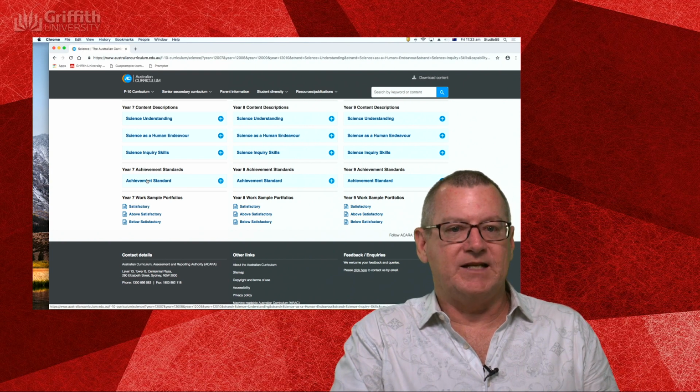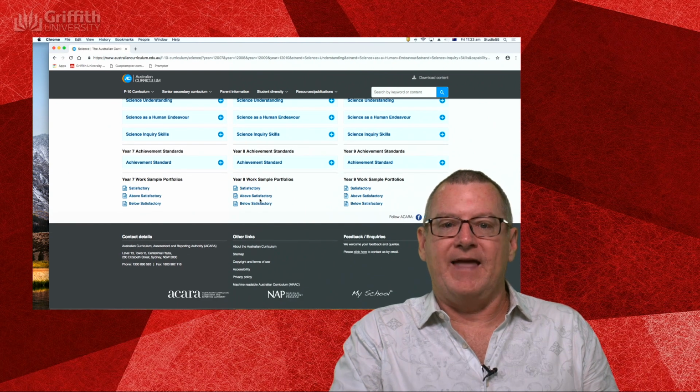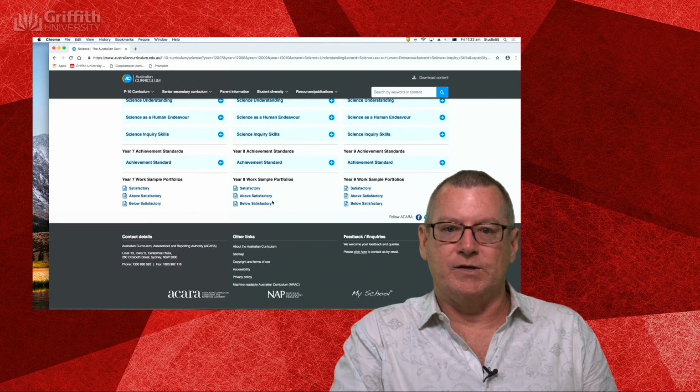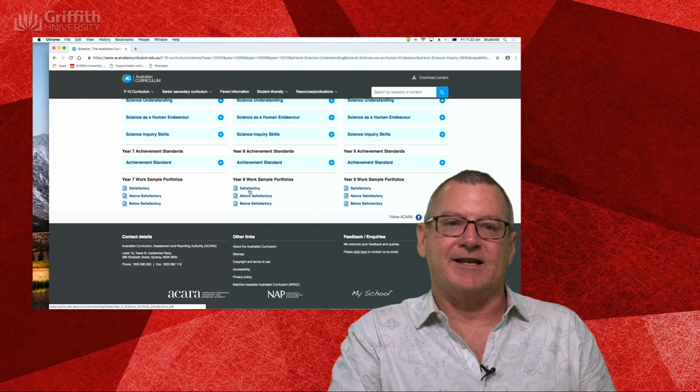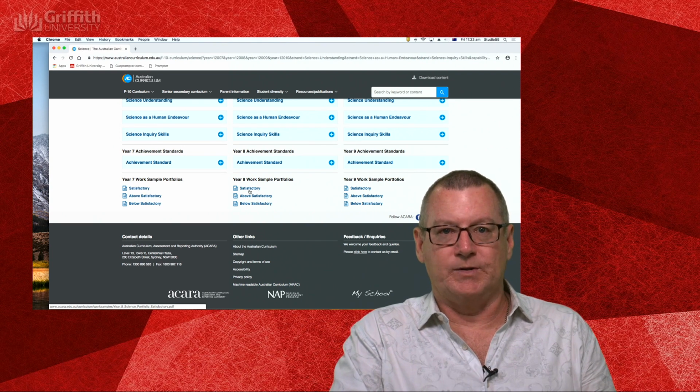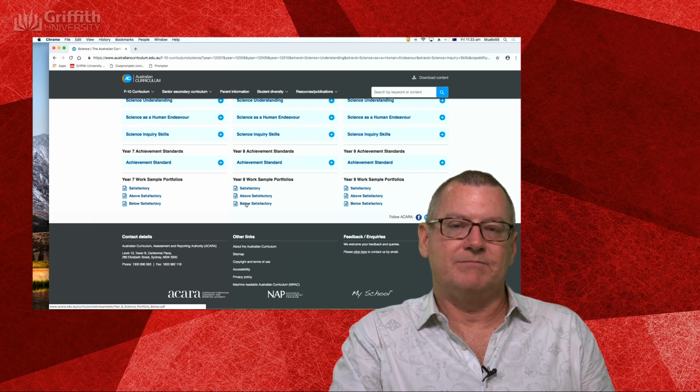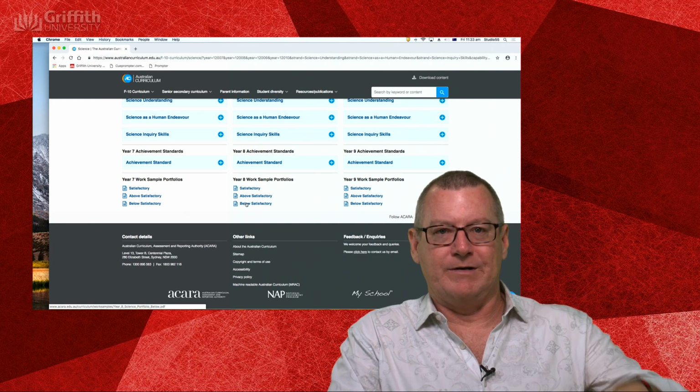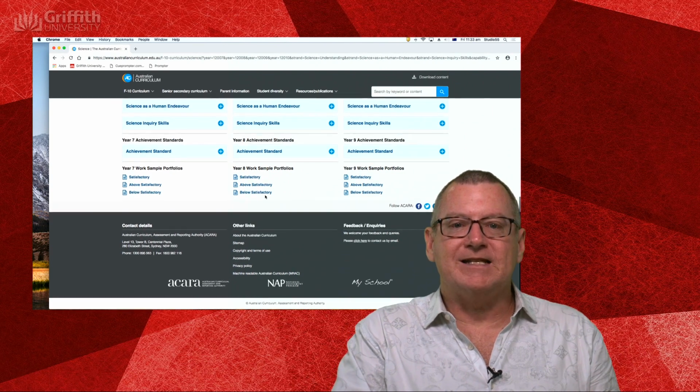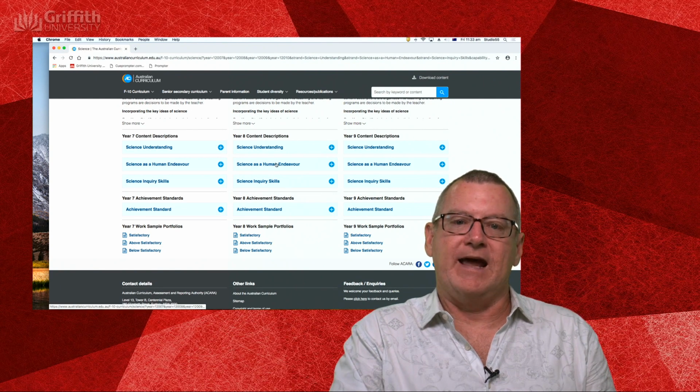There is the achievement standard, what do students need to be able to do, and there are some sample portfolios of work. So this is what a satisfactory task on this would look like, and above and below. So an average, a good, and a not so good. So let's have a look just quickly at maybe year 8 for a moment.